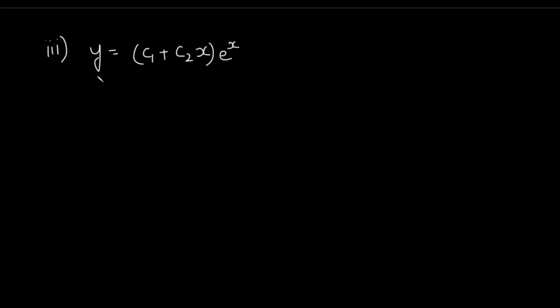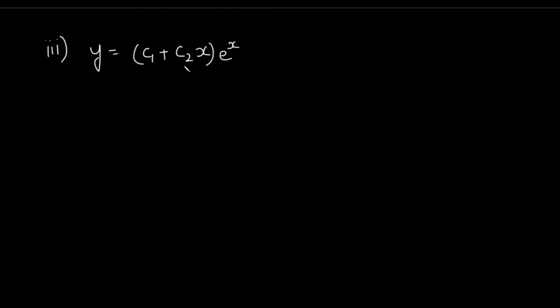The third sum, y is equal to c1 plus c2x the whole into e raised to x is given. First of all, there are two constants, so we find until the second order derivative. Secondly, there are various ways of doing the sum. I am going to show you the simpler way of doing the sum, whereby you can finish the sum quickly and your steps would be equally correct also. So pay attention to the method which I am going to show you.